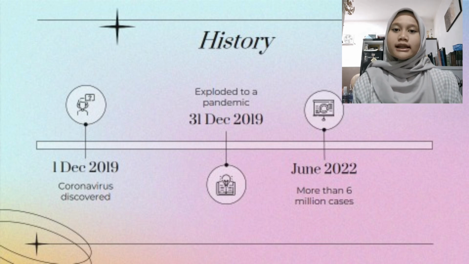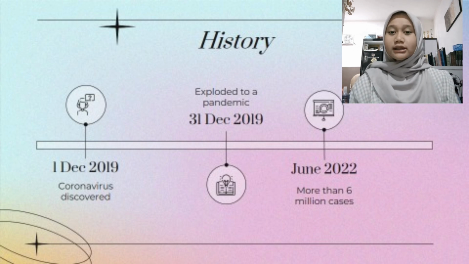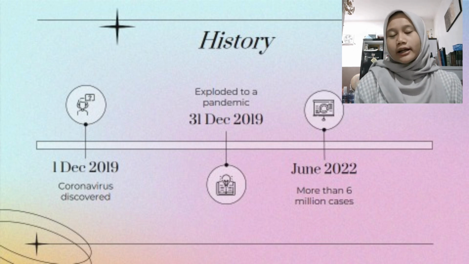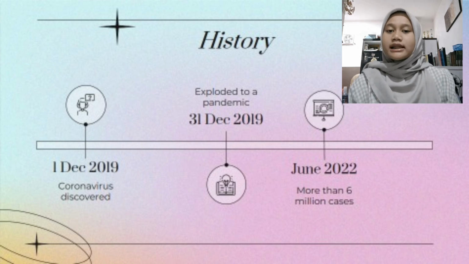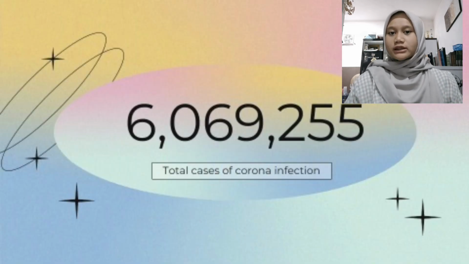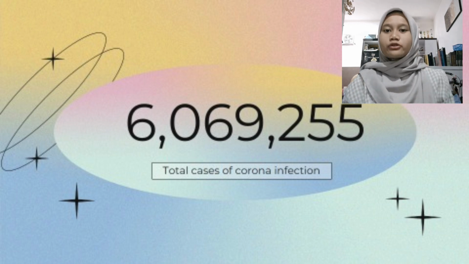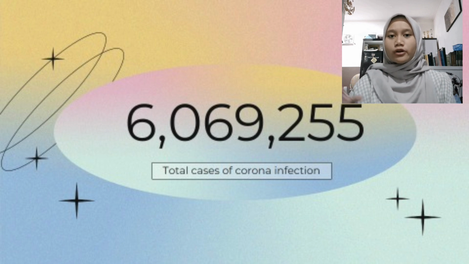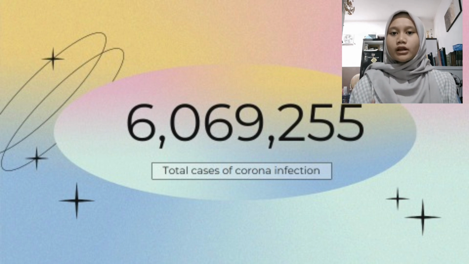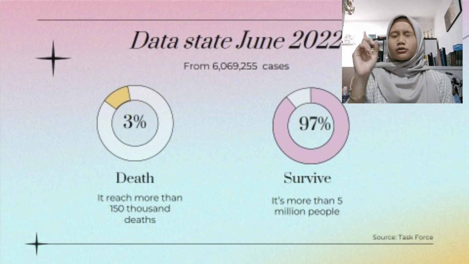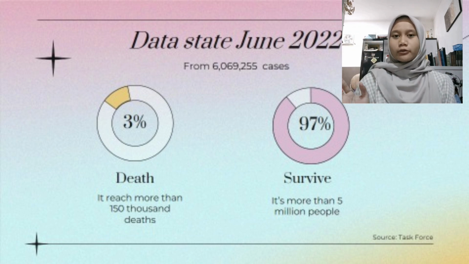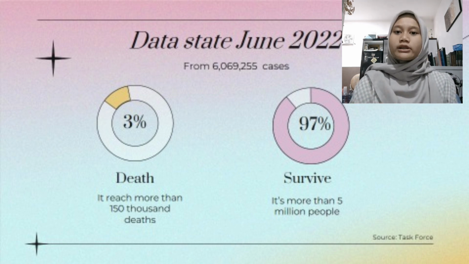And according to the data released by the Task Force for the Acceleration of Handling COVID-19, the number of positive confirmed cases as of June 2022 was more than 6 billion people, with only 150,000 deaths. This figure shows that the case fatality rate due to COVID-19 is around 2.6%.